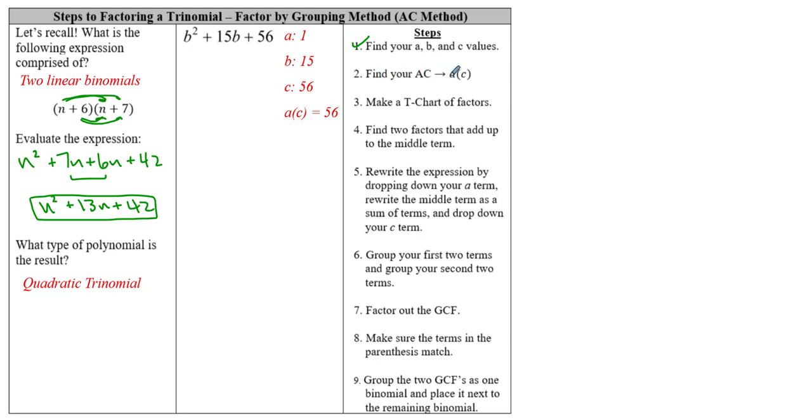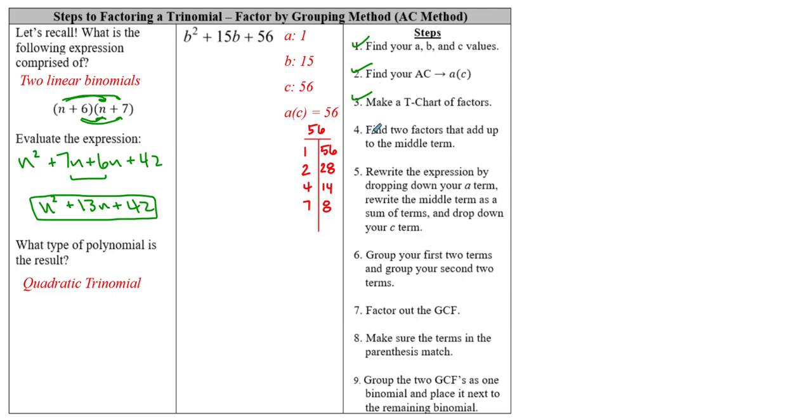Step 2, it says to find your a times c value. So I did that here. If I did a times c, I'm going to get 56. So step 2 is complete. And then step 3, it wants me to make a t-chart of all my factors of 56. So I'm going to do that right here. And I found all of my factors of 56: 1 and 56, 2 and 28, 4 and 14, 7 and 8.